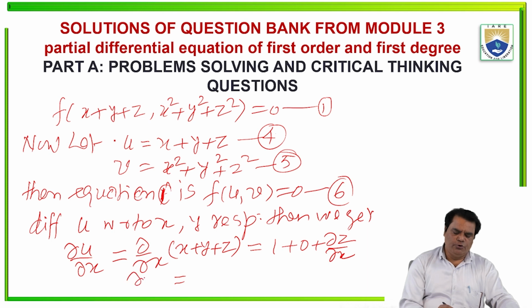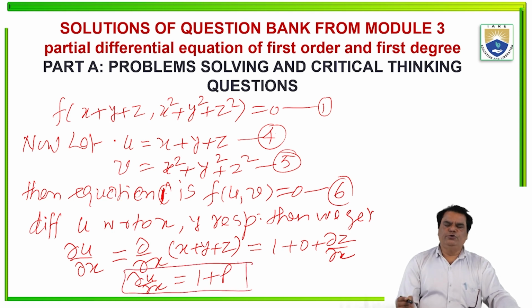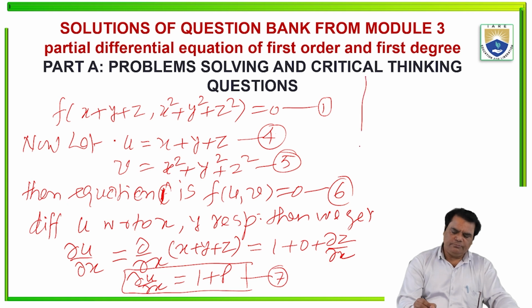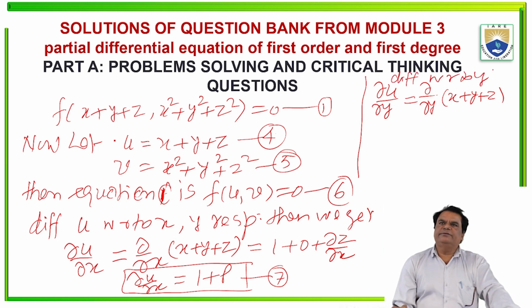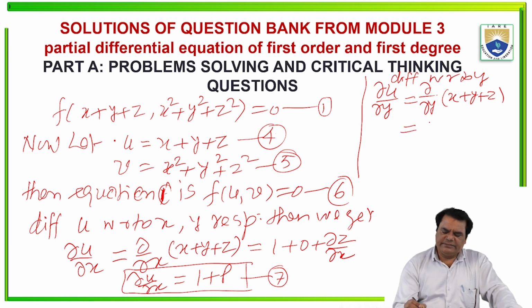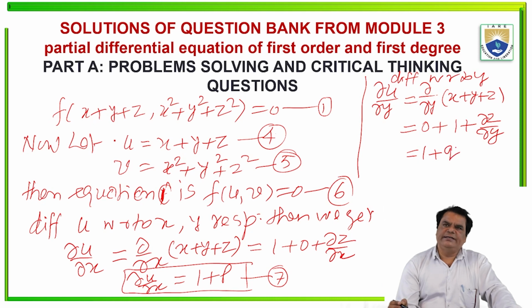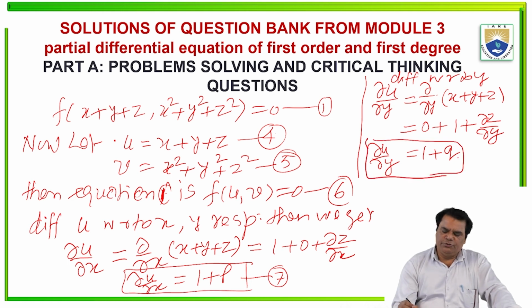So this result, ∂u/∂x, is equal to 1 plus p. This is the result: ∂u/∂x is 1 plus p. This is equation 7. Now next, ∂u/∂y, the differential of u with respect to y. So this result is ∂/∂y of x plus y plus z. Differentiating with respect to y, x gives 0, y gives 1, plus ∂z/∂y. So we write 1 plus q, which we have already discussed, for ∂u/∂y. This is equation number 8.